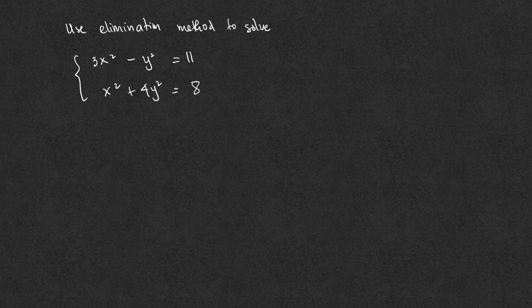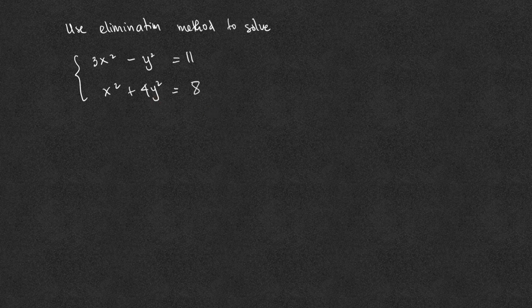Use the elimination method to solve the system of equations 3x squared minus y squared equals 11, x squared plus 4y squared equals 8. To use the elimination method, we need to multiply one equation by a non-zero real number, and then add it to another equation, hoping to cancel out one variable. It doesn't matter which variable we eliminate first.